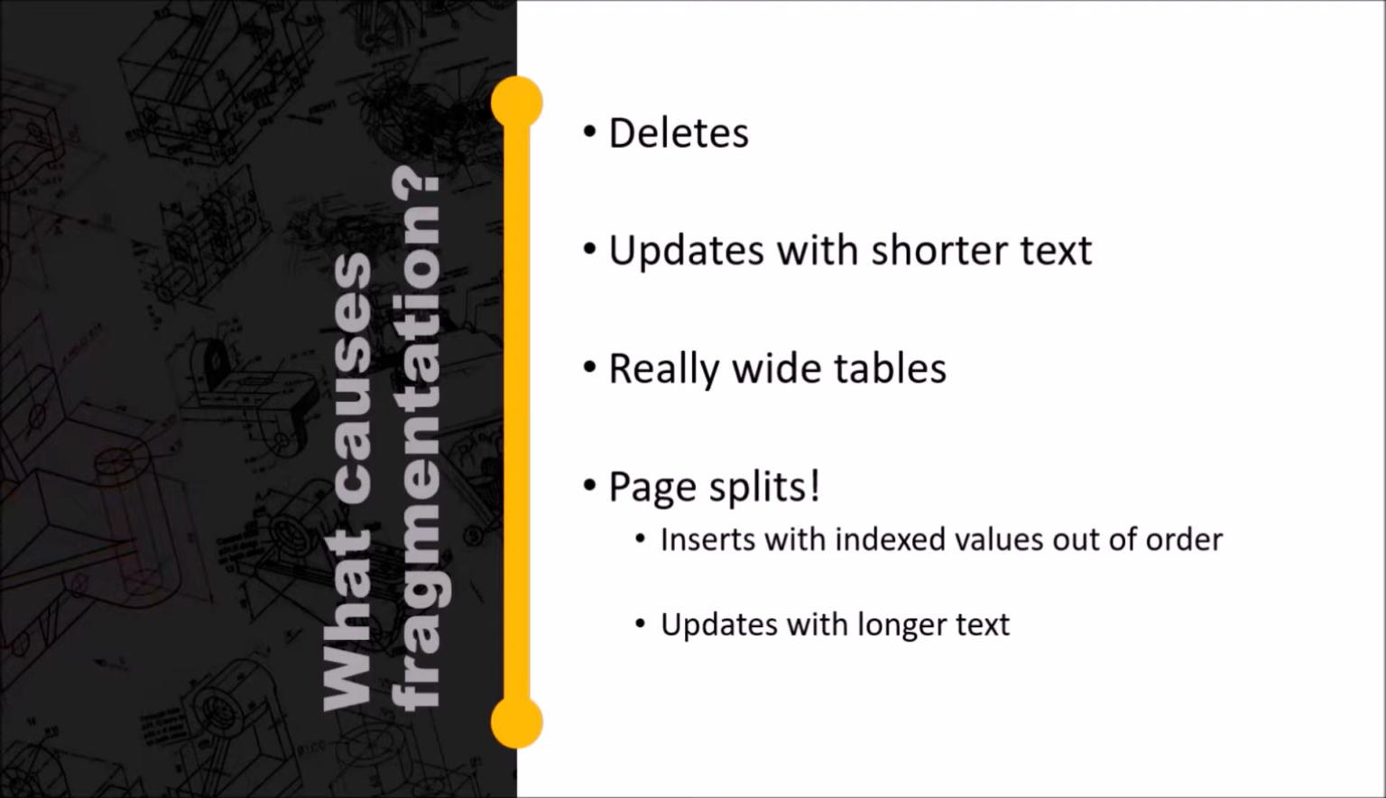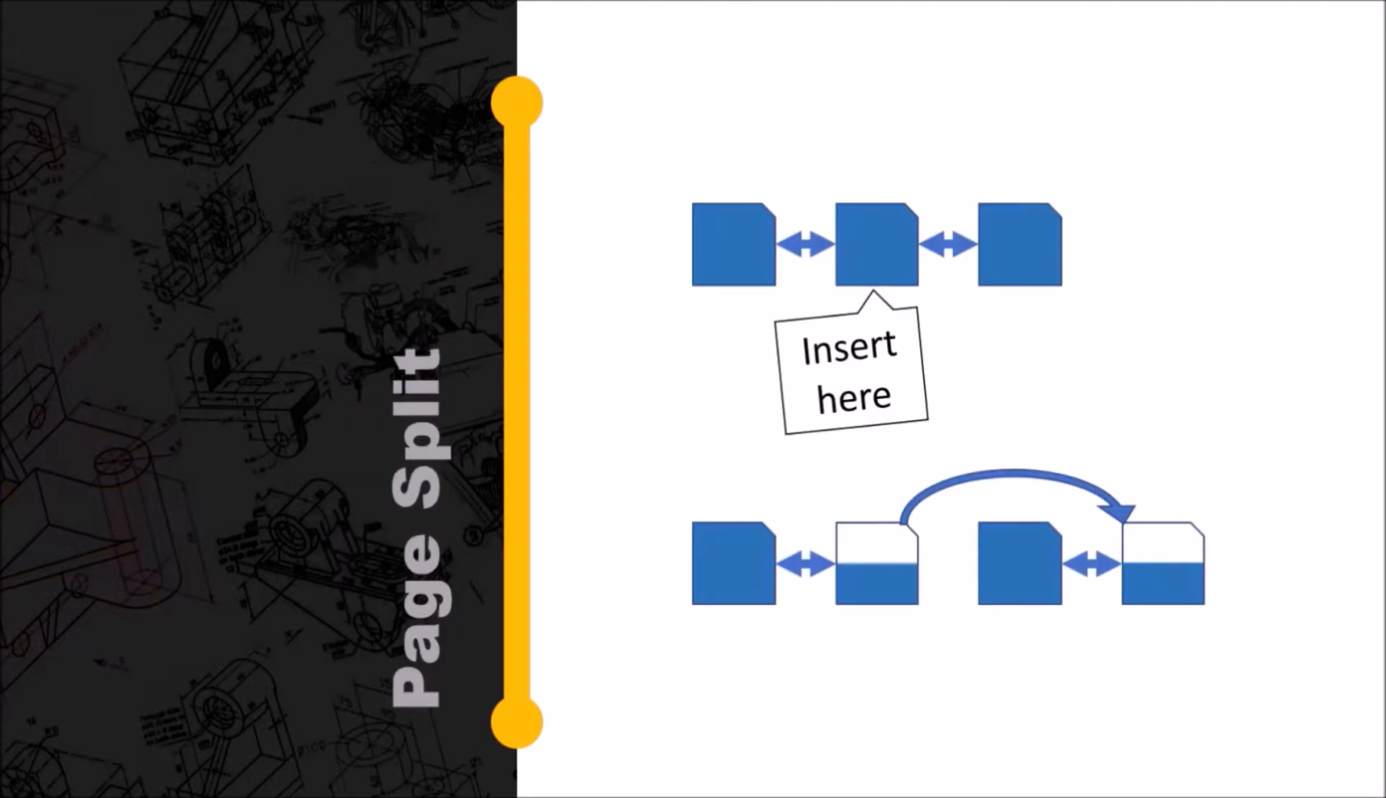A page split is when you try to squeeze a little more information into a full page, and now SQL Server needs to deal with that. So I'm going to show you what it does. Here you've got a full page and you're trying to insert a little more information in there. So SQL Server creates an additional page at the end of the list and then moves half the data over. Now it has room to do the insert.